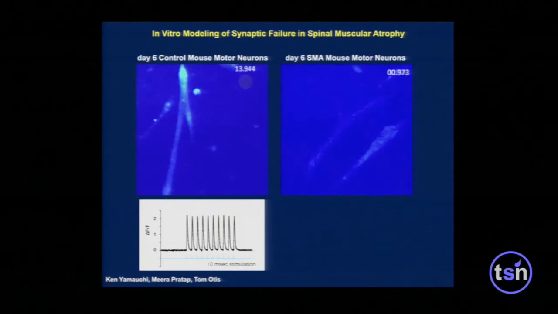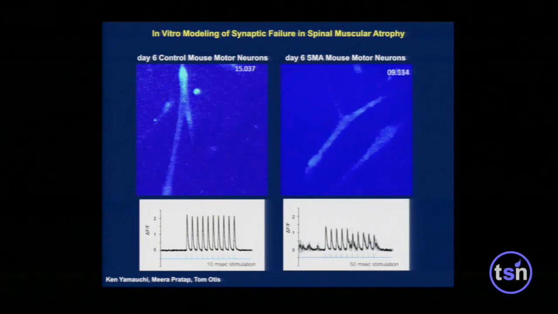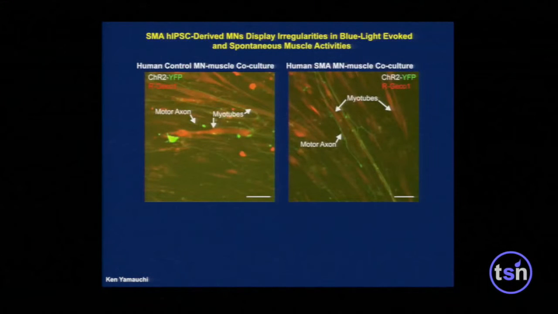But here now with the SMA ones, what you're going to see is our flickers before we start to even have any activity of the motor neurons. And we actually will see a kind of pulsatile contraction. So you see that there's irregularity in this activity.